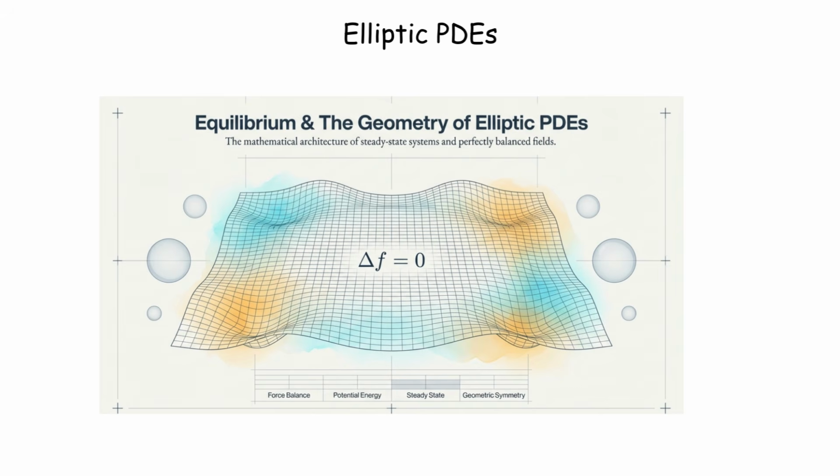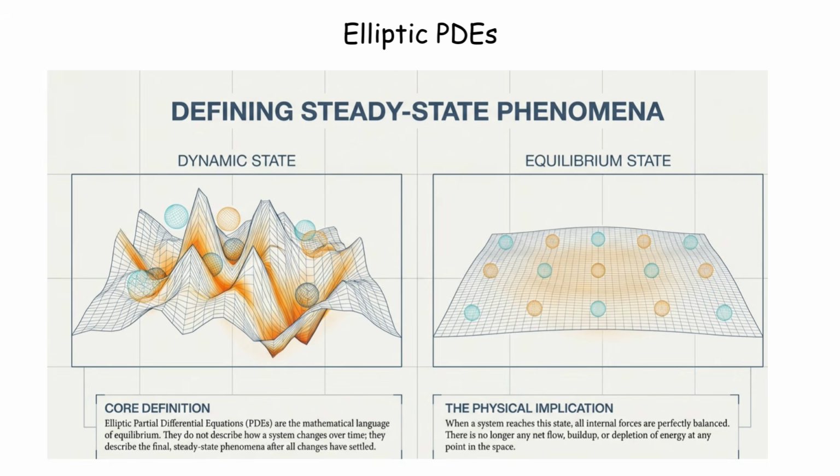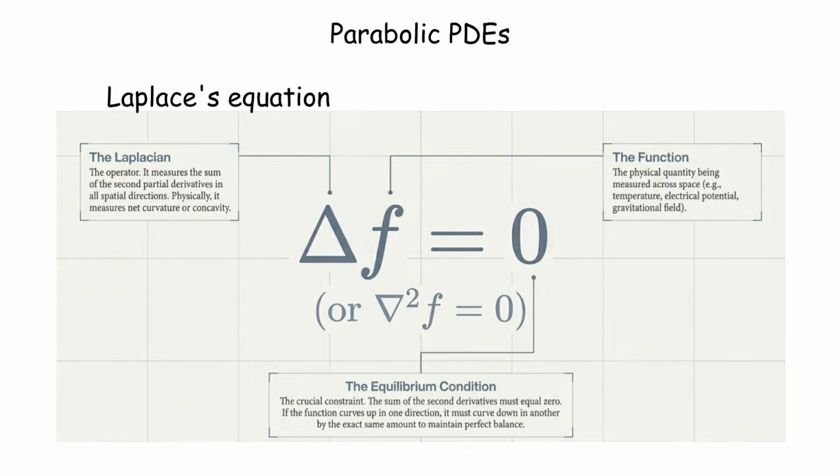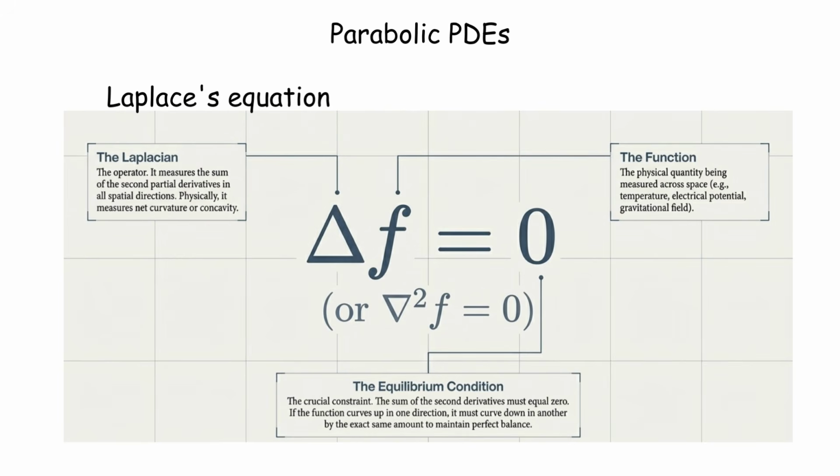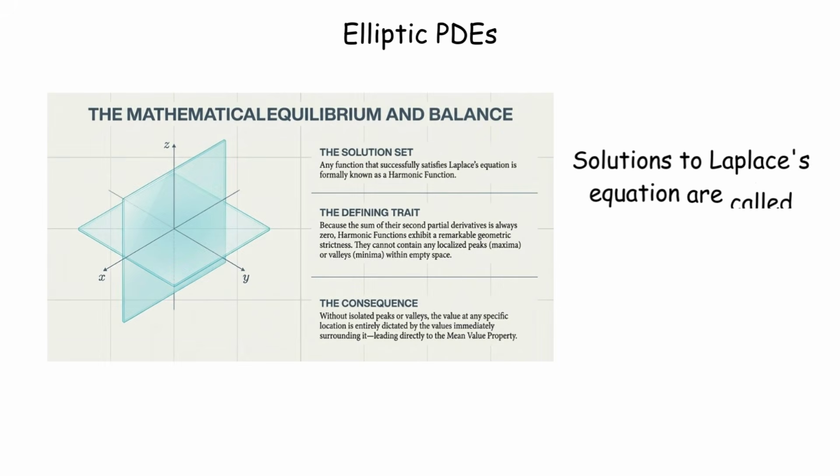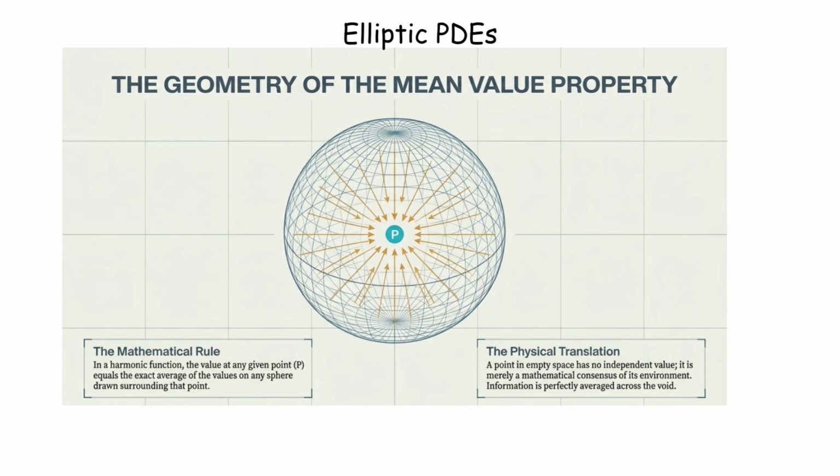Elliptic PDEs describe steady-state phenomena, systems that have settled into equilibrium. The most famous is Laplace's equation. The sum of the second partial derivatives of a function equals 0. Solutions to Laplace's equation are called harmonic functions, and they satisfy a remarkable property. The value at any point equals the average of the values on any surrounding sphere.